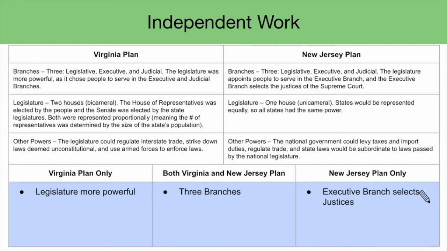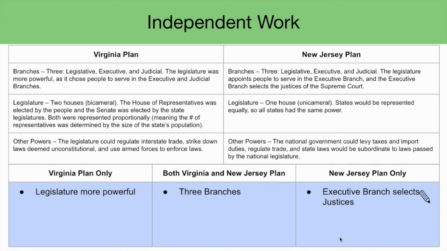The legislature of the Virginia plan includes 2 houses, bicameral. The House of Representatives was elected by the people, and the Senate was elected by the state legislatures. Both were represented proportionally, meaning the number of representatives was determined by the size of the state's population. Under the New Jersey plan, the legislature included 1 house, or unicameral, and states would be represented equally, so all states had the same power.